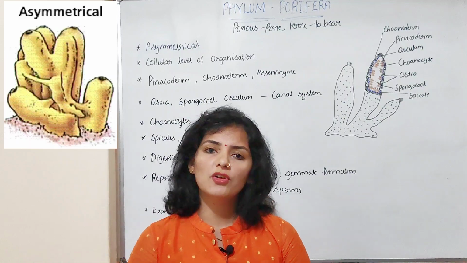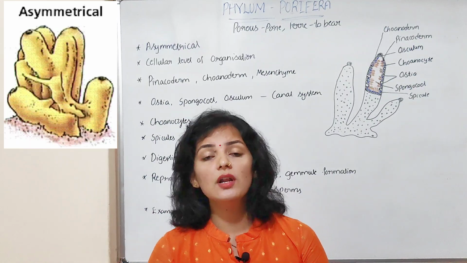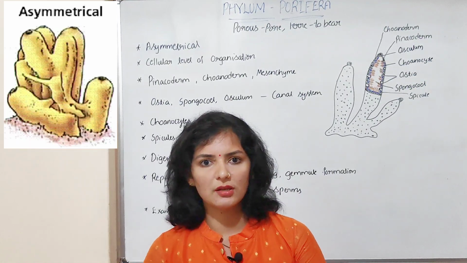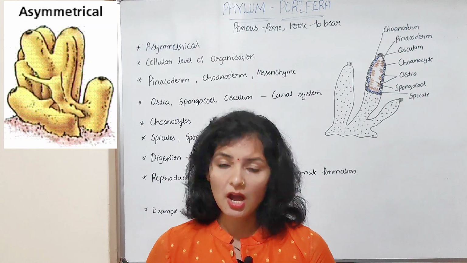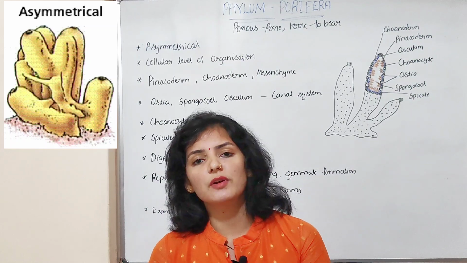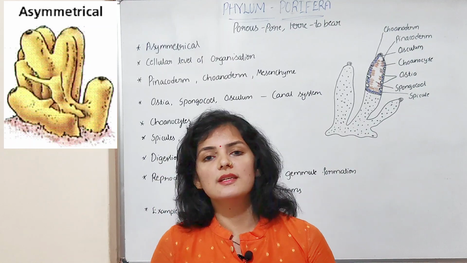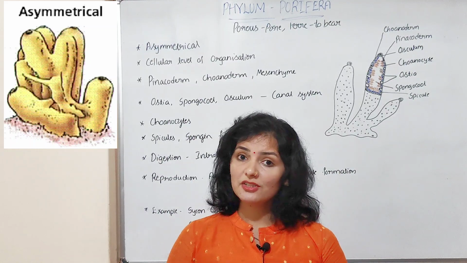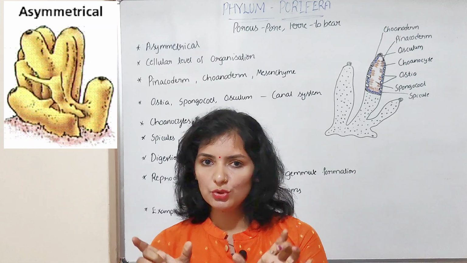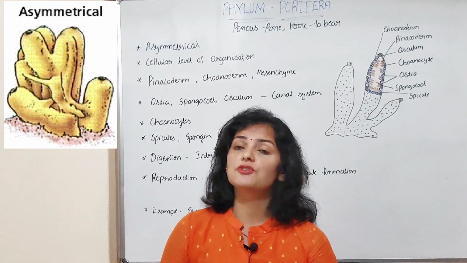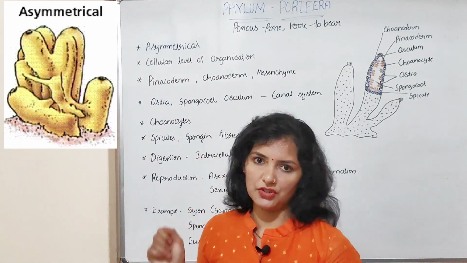The body of these sponges is asymmetrical in nature, meaning they do not show any symmetry, or you can't cut the body of these poriferans into two equal halves. If you cut the body of a poriferan in any plane passing through the center, you can't cut the body into two equal halves. That's why the symmetry of poriferans is asymmetrical.